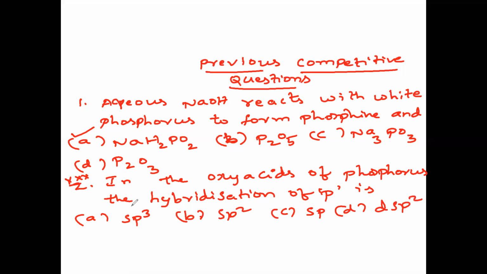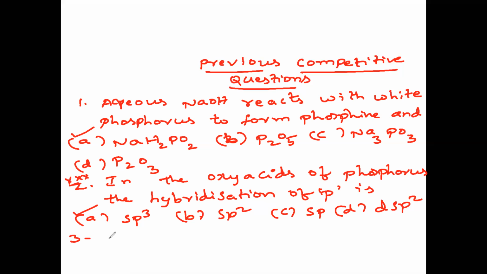So the answer is, since in all the oxyacids of phosphorus, phosphorus is linked by only single covalent bonds, it undergoes sp3 hybridization because on the four sides it is connected in tetrahedral units. So sp3 hybridization. I hope it is clear. So this is question number 2. Next question, question number 3.